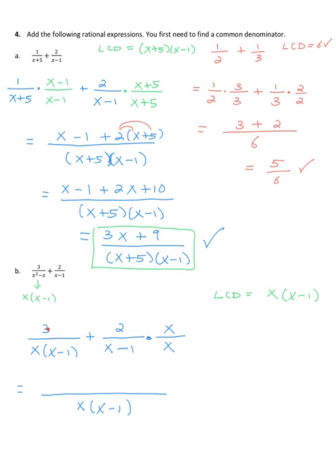My numerator is going to be 3 plus, and over here, 2 times x, which is 2x. And I'm going to leave the denominator alone. I can't combine like terms in the numerator, so that actually means that this is my final answer.